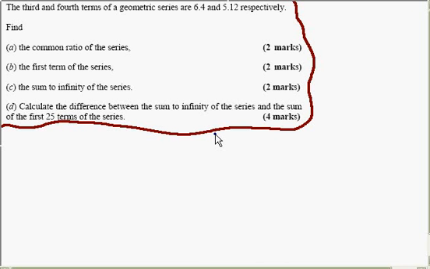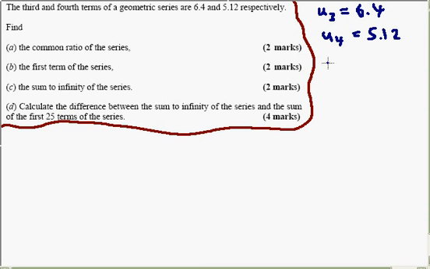Okay, this is an exam style question that incorporates geometric series and summing to infinity. First of all, we're told that the third and fourth terms of a geometric series are 6.4 and 5.12 respectively. So we can immediately write down that U3 is equal to 6.4 and U4 is 5.12.